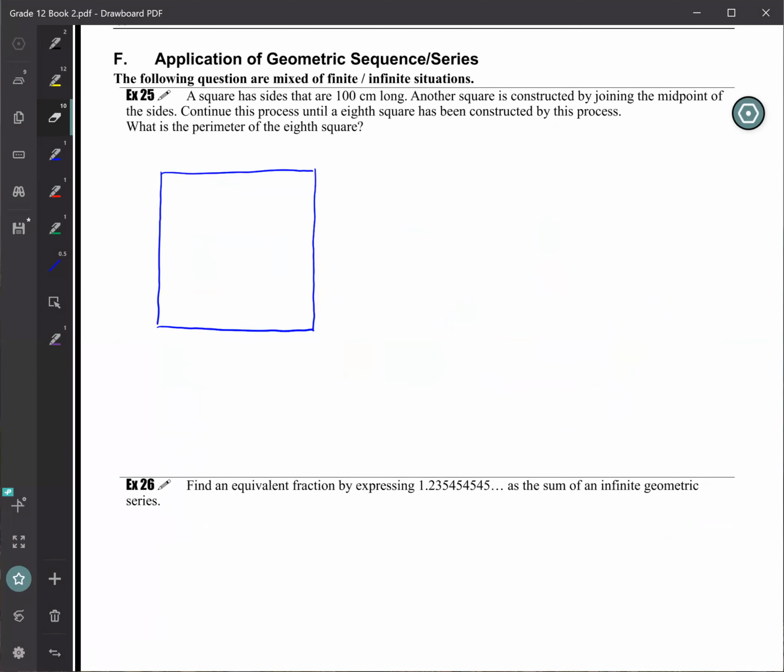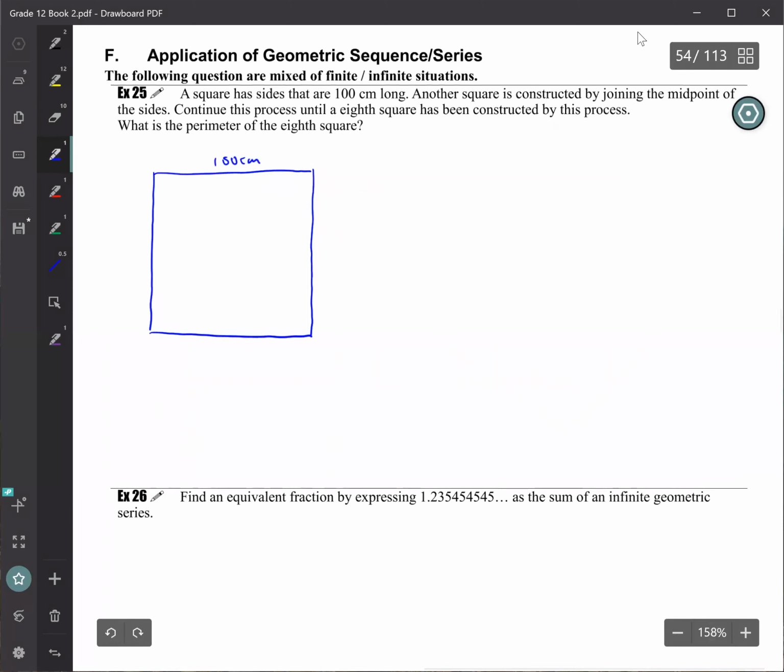So the first one is easy, right? A square is 100 centimeter long, the sides. So that means this part is 100, okay? 100 centimeter long with the sides. Now the second part says another square is constructed, means made, right? By joining, right? Join means connect. Connect the midpoints of the sides. So you need to connect the midpoint of all the sides, right? Because it did not say which side, so we are assuming it's all the sides, okay?